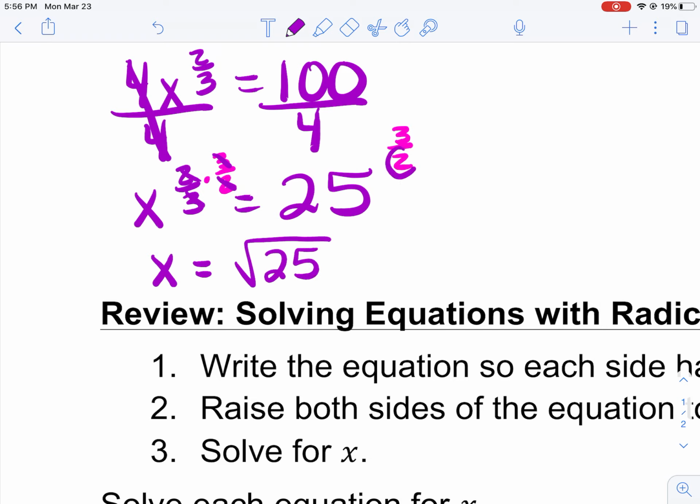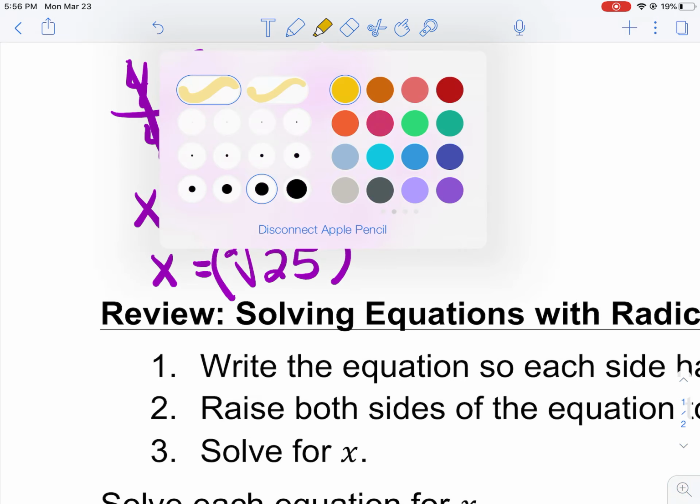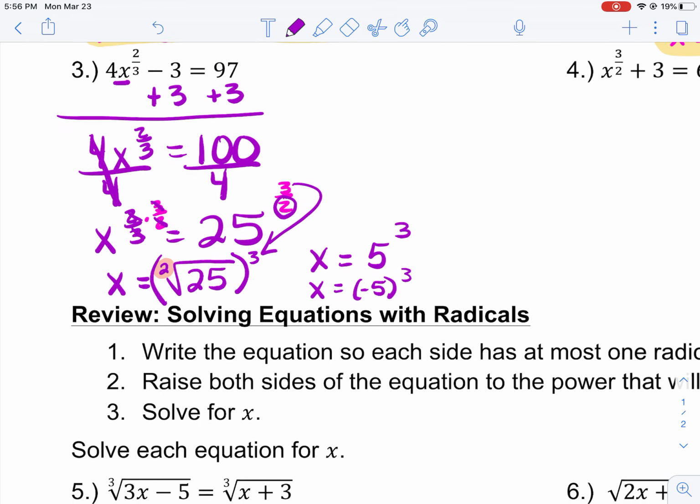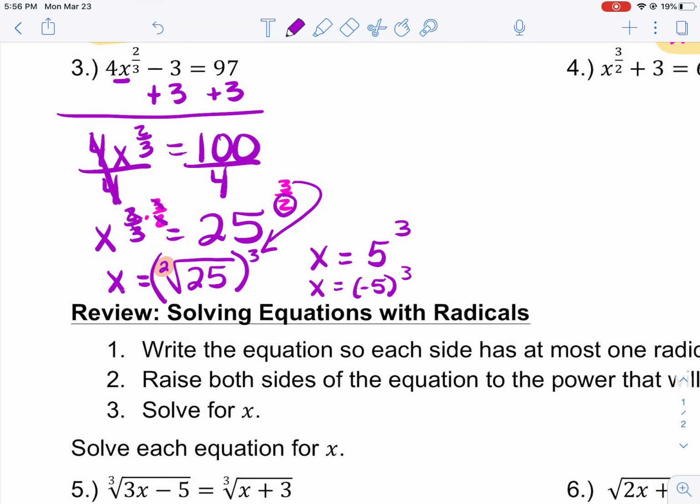The bottom number 2 tells us to take the square root of 25. The top number tells us to cube our answer. And because we're taking a square root right here, we have to consider that the square root of 25 could be positive or negative. So we say x equals 5 cubed, or that base could be negative 5 cubed. You can also write plus or minus 5 to the 3rd.